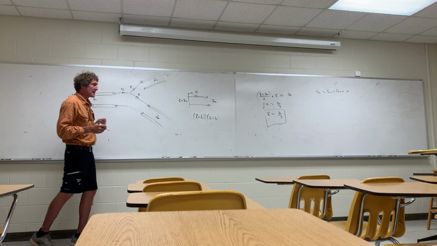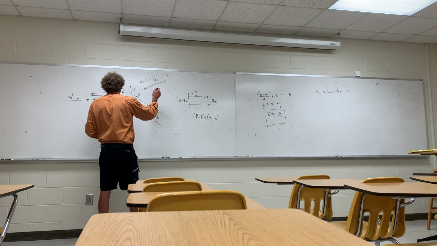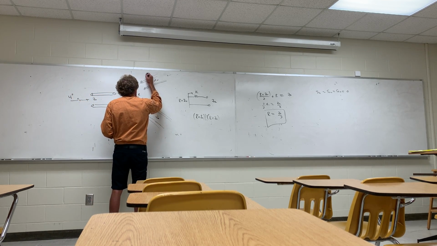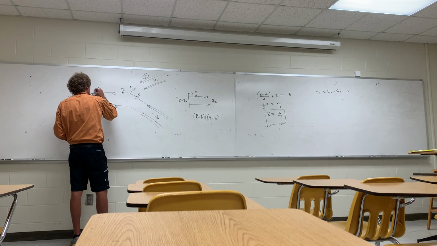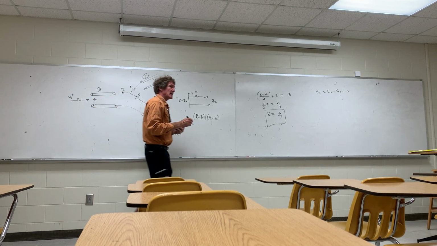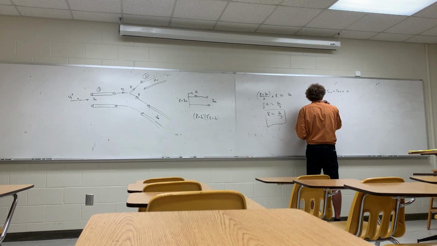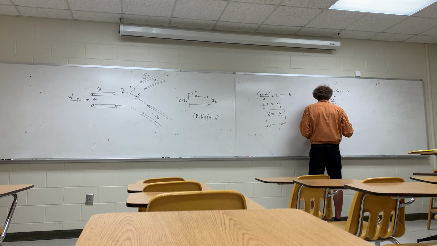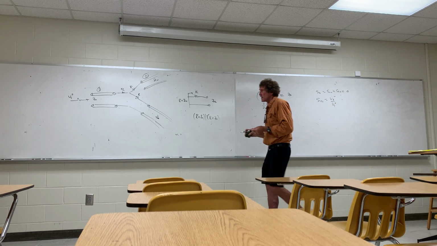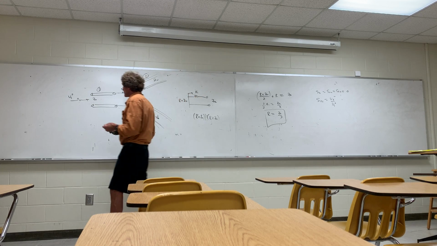Now, how do I get, this is port 2 here, and this is port 1. How do I get S21, which would be V2 minus over V1 plus? I'm going to try to draw this out for you so you see it.